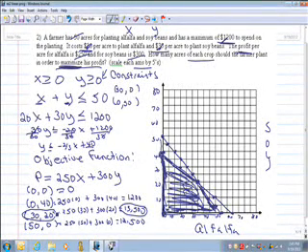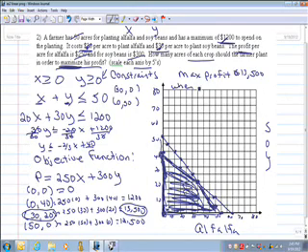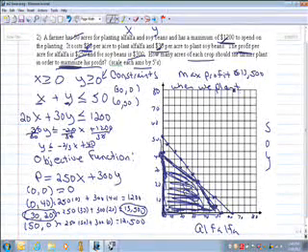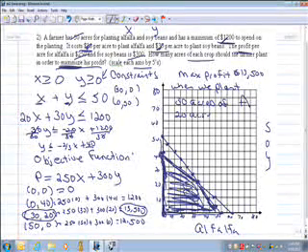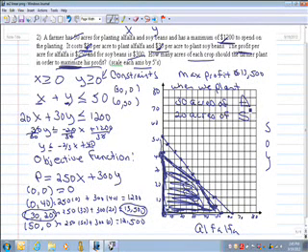And you want to interpret that. So I'm going to go over here, and we would have a max profit of $13,500 when we're going to plant 30 acres of alfalfa, and I'm just going to do a capital A for alfalfa, and 20 acres of soybeans. I'm going to make a big S for soybeans. And that would be it.